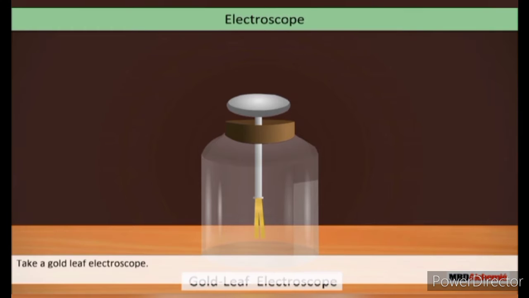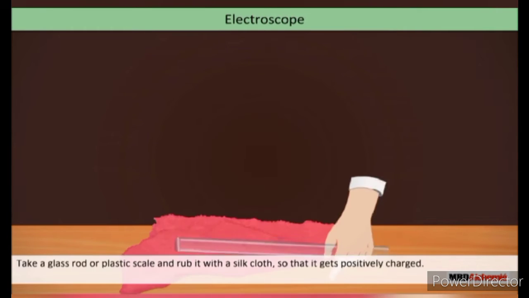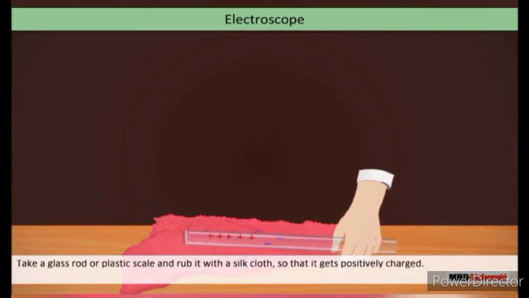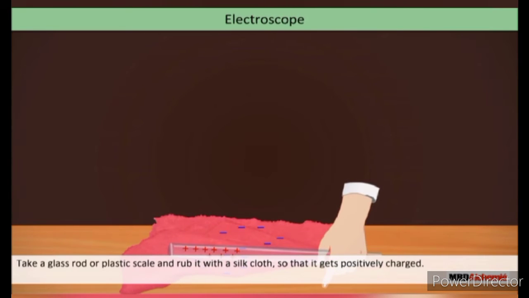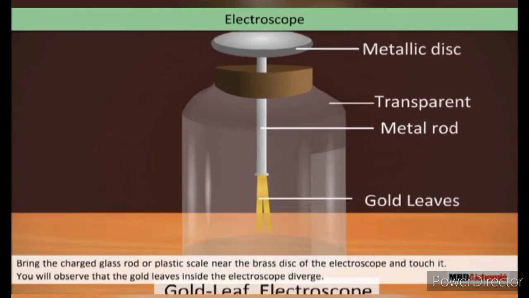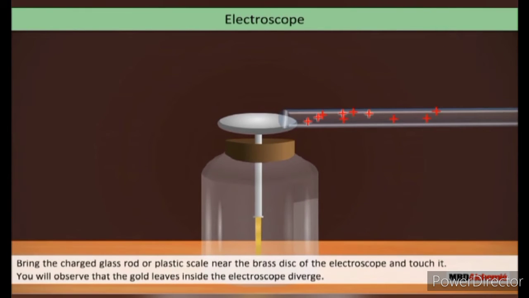Electroscope. Take a gold leaf electroscope. Take a glass rod or plastic scale and rub it with a silk cloth so that it gets positively charged. Bring the charged glass rod or plastic scale near the brass disc of the electroscope and touch it. You will observe that the gold leaves inside the electroscope diverge.